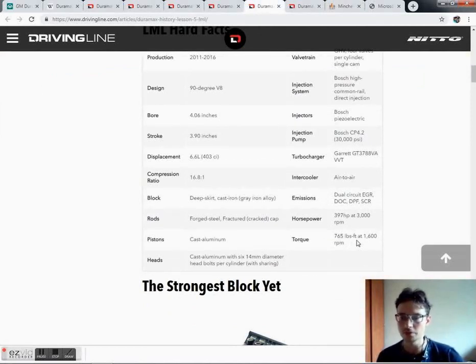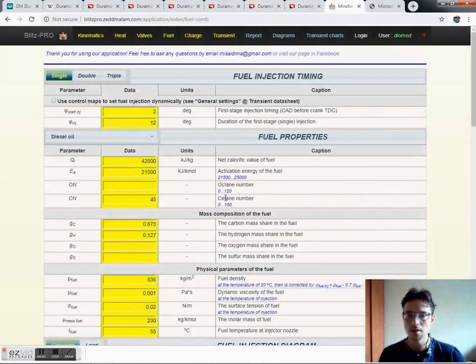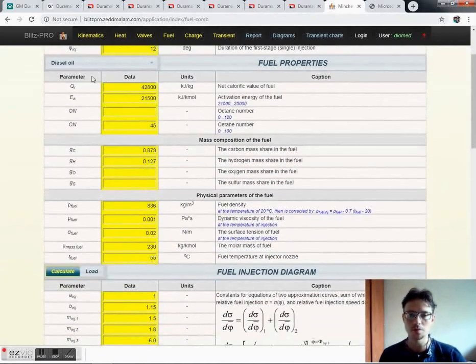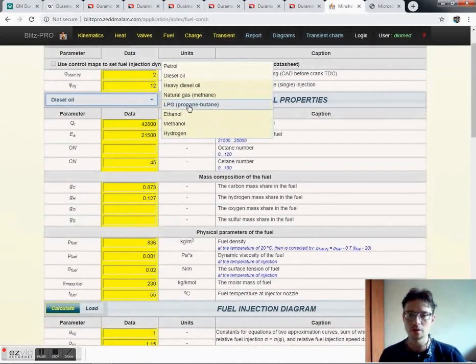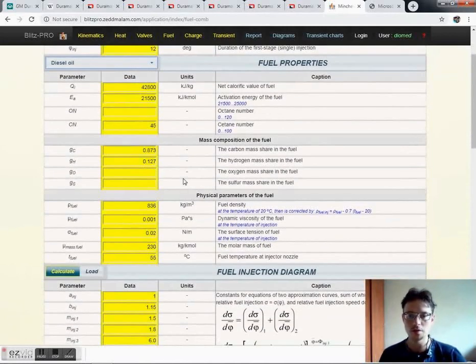For this operation we will make these calculations. Now we have set up the injection timing, and then we should set up the properties of fuel. We will use the regular diesel oil, so we won't change the setup of the fuel. And then the fuel injection diagram.